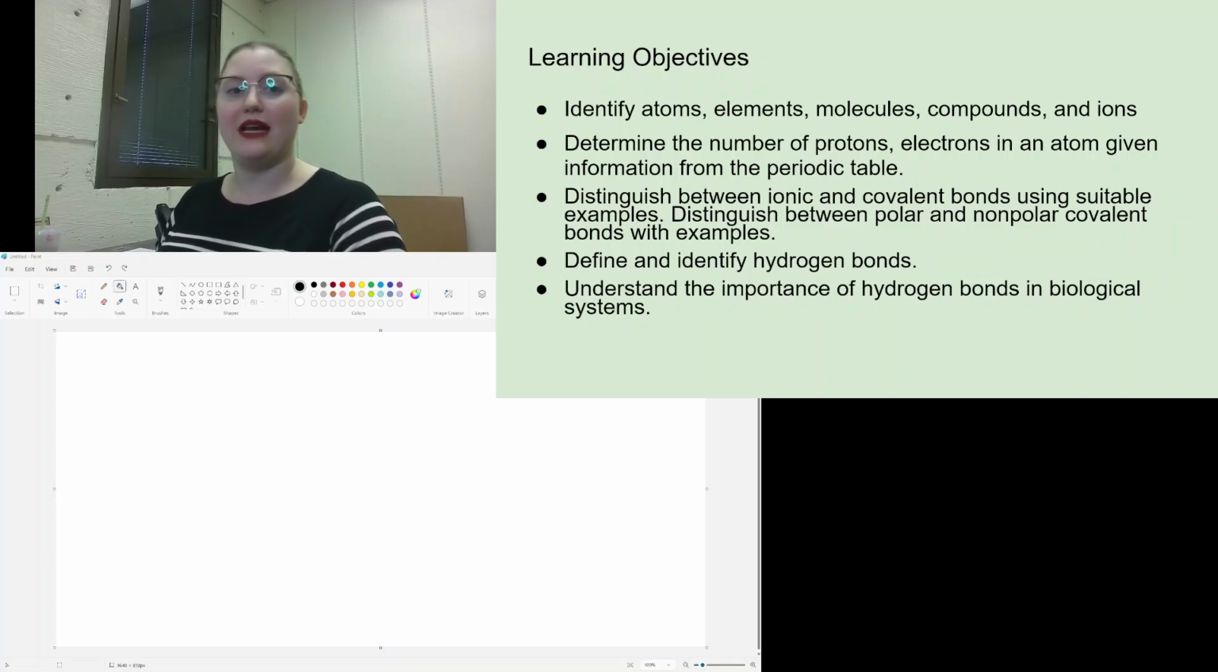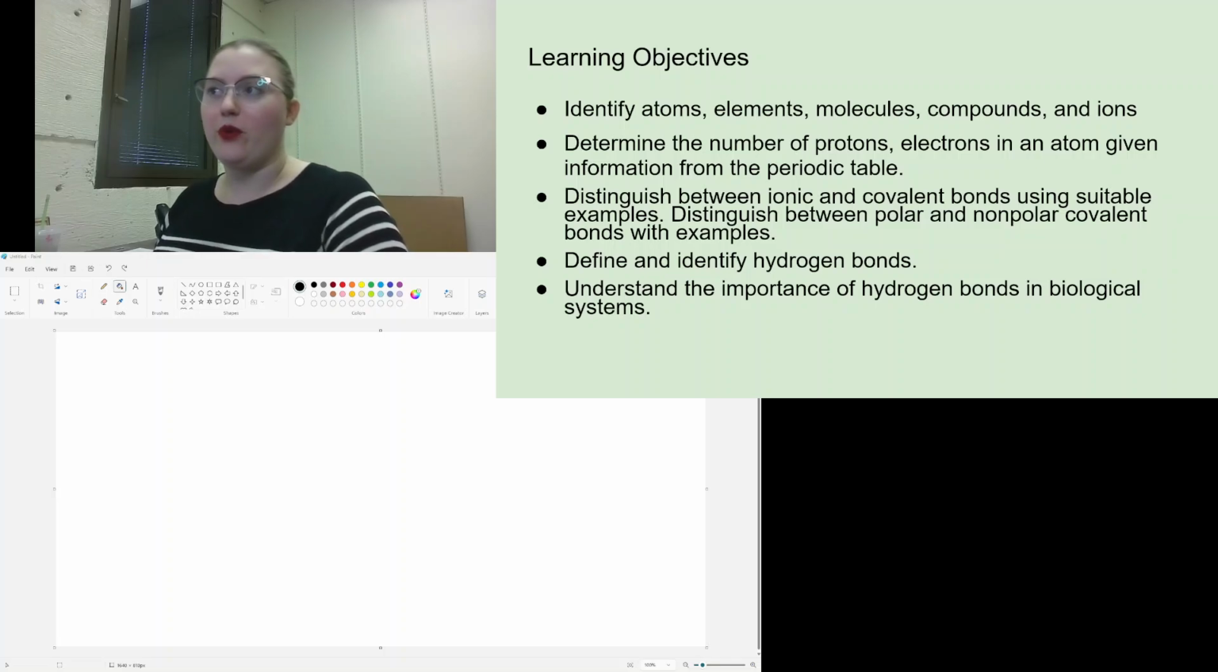When we look at a periodic table, we want to be able to determine the number of protons and electrons in an atom. And we want to be able to distinguish between ionic and covalent bonds. Then we're going to identify hydrogen bonds and understand their importance in biological systems.